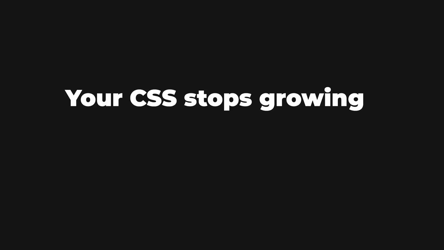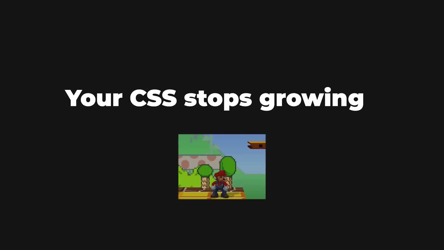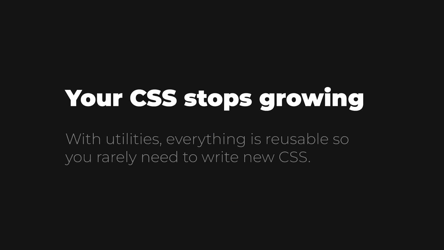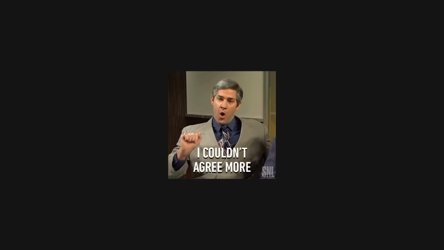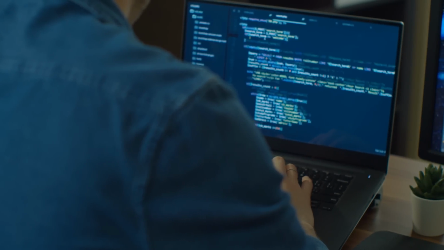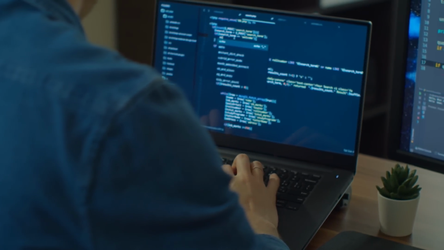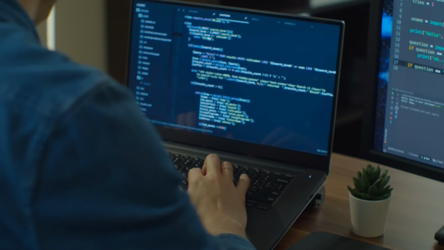Second of all, your CSS stops growing. Using a traditional approach, your CSS files get bigger every time you add a new feature. With utilities, everything is reusable, so you rarely need to write new CSS. Again, I fully agree with this one. I rarely spend time trimming down my CSS files. Usually, I'm just piling styling rules on top of other styling rules and then move forward to the next thing I have to build.